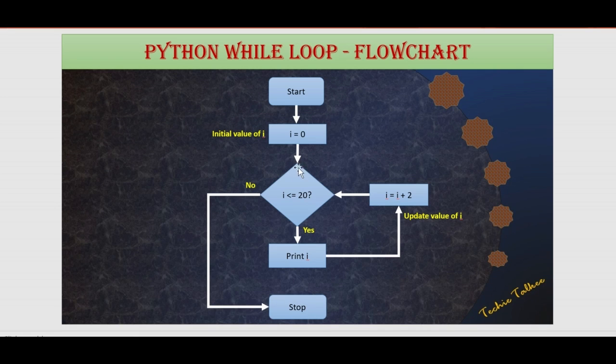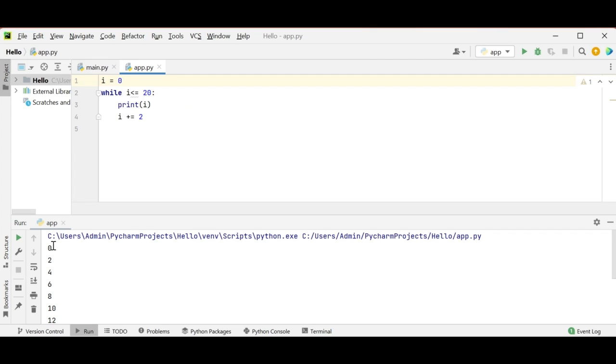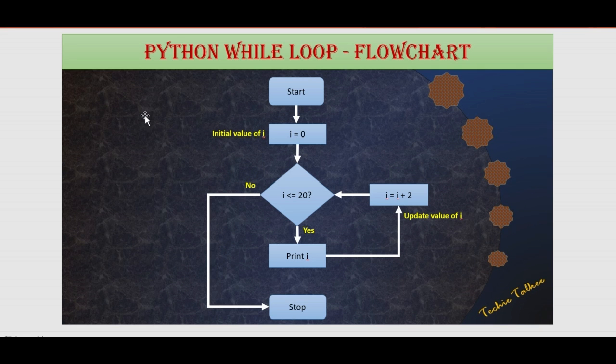In the first iteration, the value of I is 0. So 0 is less than or equal to 20. And then it prints the value of I, which is nothing but 0. So 0 got printed here. And then the next statement is I plus equal to 2, which means I is equal to I plus 2. So I'm adding the value of 2 to the existing value of I, which is 0 plus 2. So I'm getting the value of I to be 2.